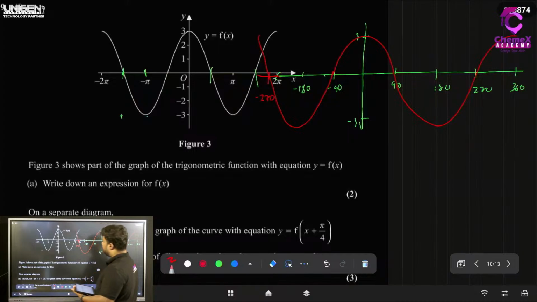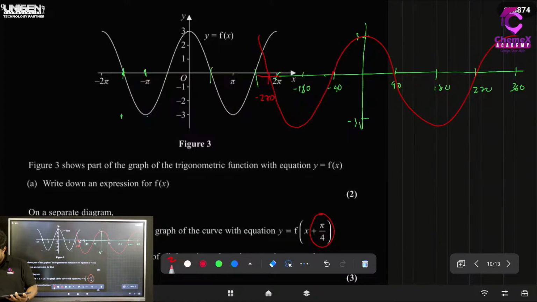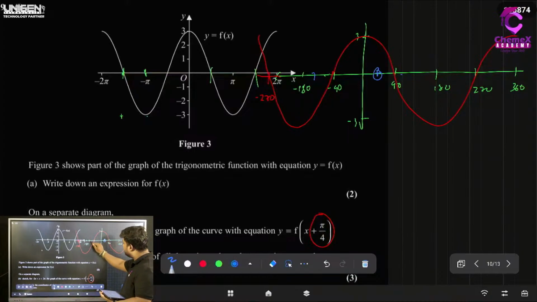When plus pi over 4 comes, what's pi over 4 in degrees? Anyone know? Into 180 divided by pi. It's 45 degrees. So that means this entire graph shifts 45 degrees to this side. So now it cuts from here, here, and here. Do you understand now? So not 2 pi, 270 plus 45. So now this actually goes to here, and here.